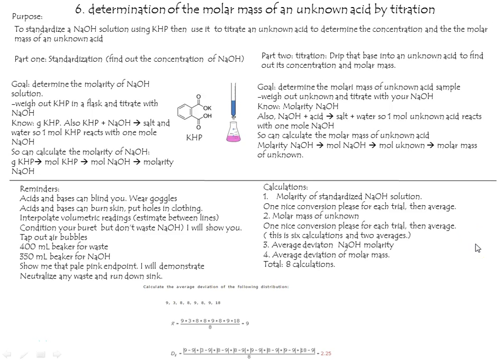Hi, this is laboratory experiment number 6. We'll be determining the molar mass of an unknown acid by titration. This is a classic experiment that nearly all general chemistry or AP chemistry classes partake in. In this case, we'll be doing it as a two-part method.